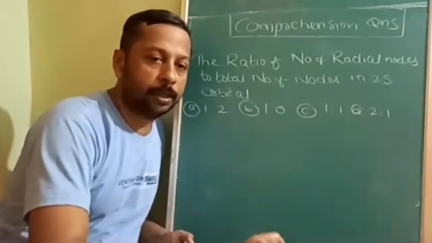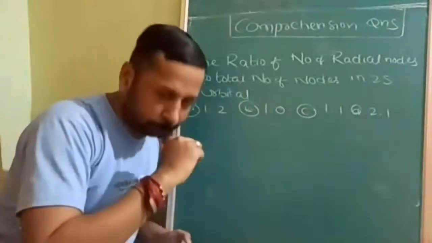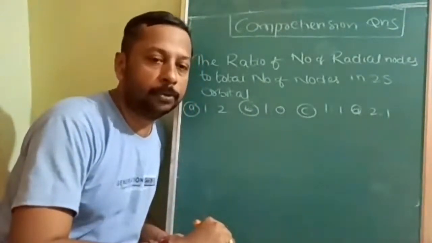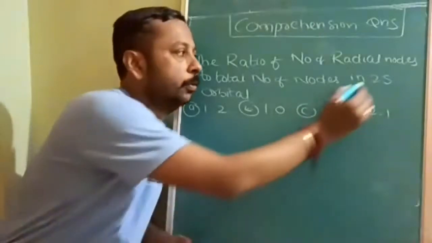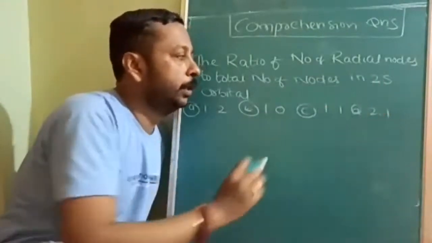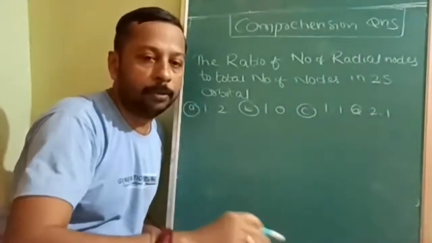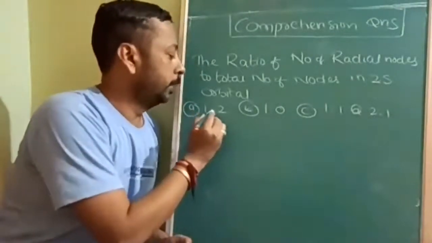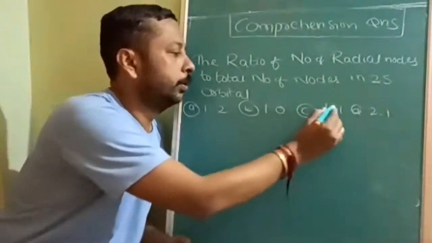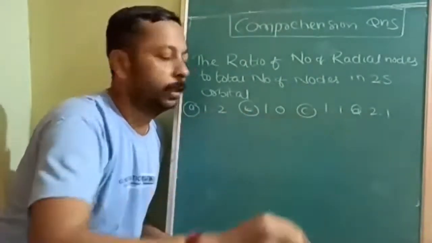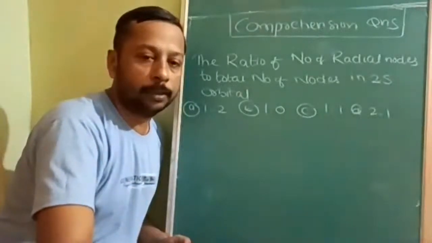Okay, next question, note down. The ratio of the number of radial nodes to the total number of nodes. The total number of nodes should be in the denominator, and the number of radial nodes should be in the numerator. The options are 1:1, 1:0, 1:2, 1:0, 1:1, and 2:1.